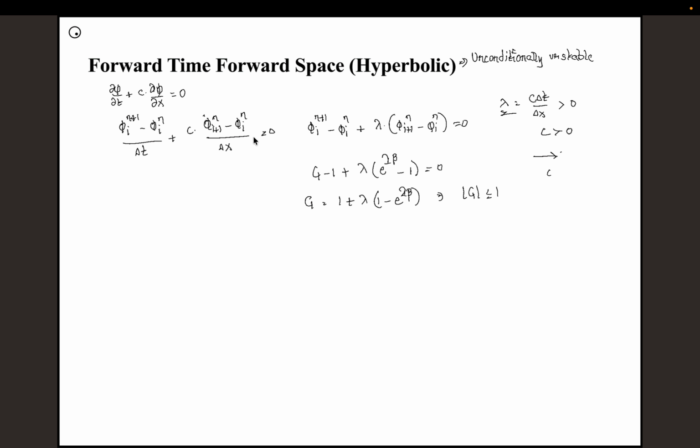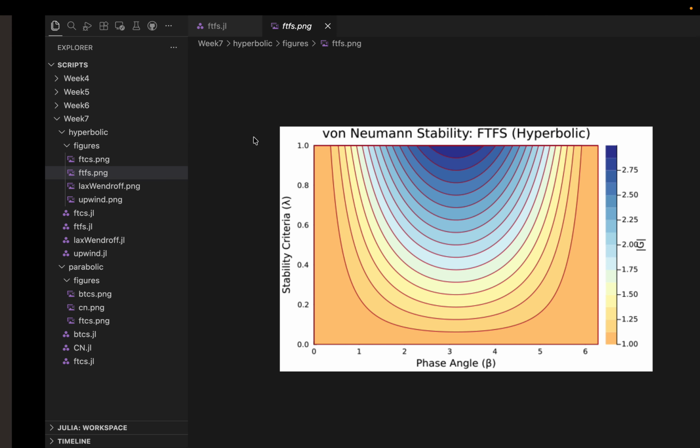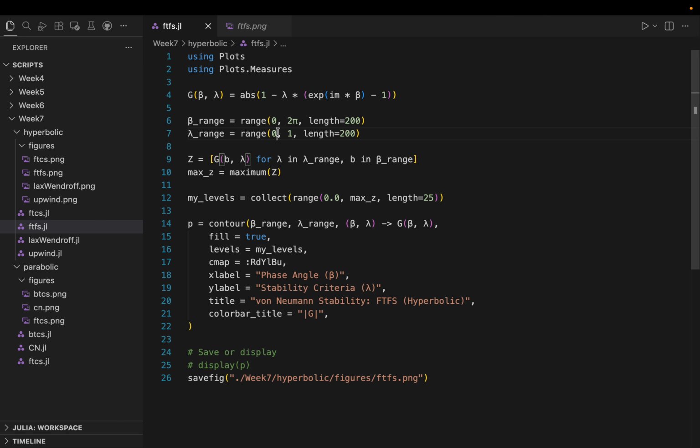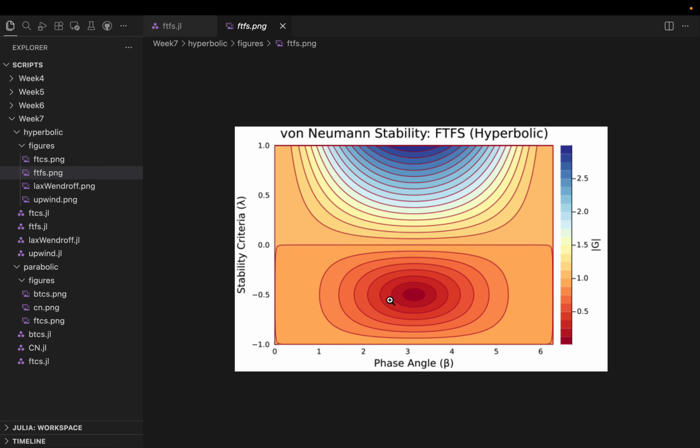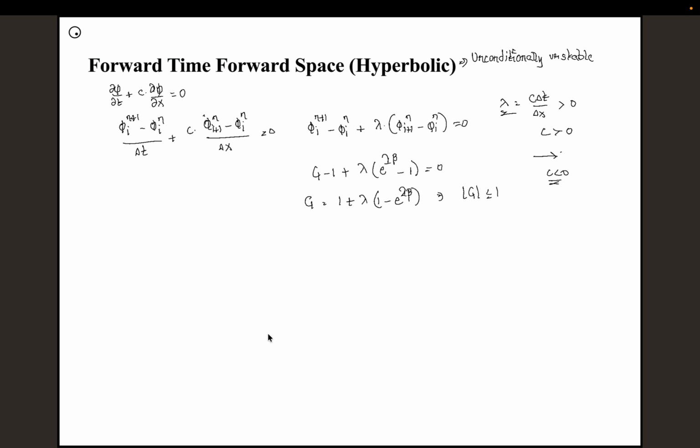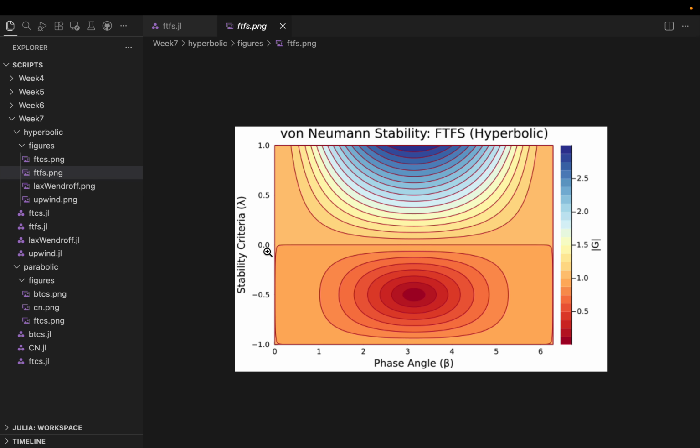So instead, if c is less than 0, then this method should actually work. So instead of giving 0 to 1, I gave from minus 1 to 1. You can observe that the values here are stable. The modulus of the amplification factor is less than 1 when c is negative, meaning the flow is in the reverse direction. So instead of forward space, if I were to use a backward space, then this algorithm is going to be stable. Of course, we have only verified from 0 to 1, so for lambda less than or equal to 1, it is going to be stable. I hope this is clear.